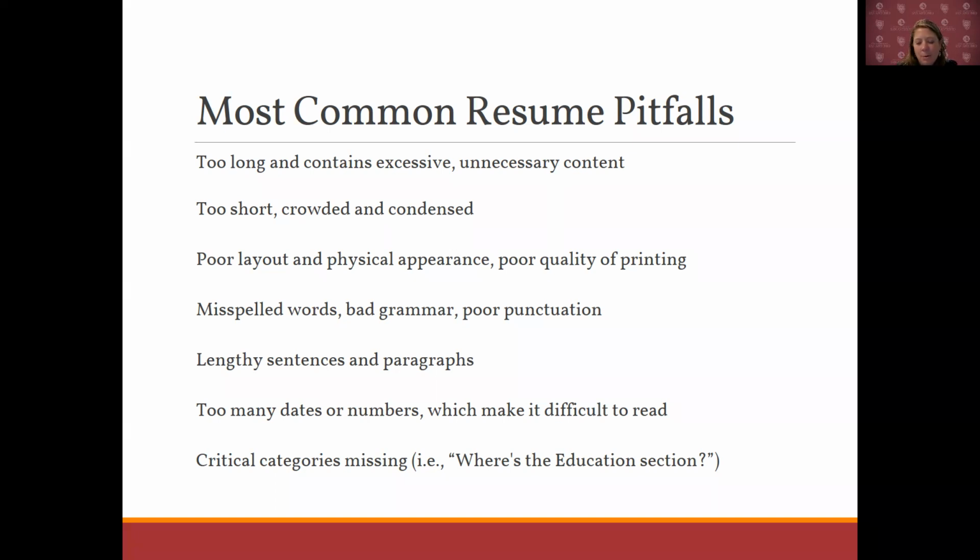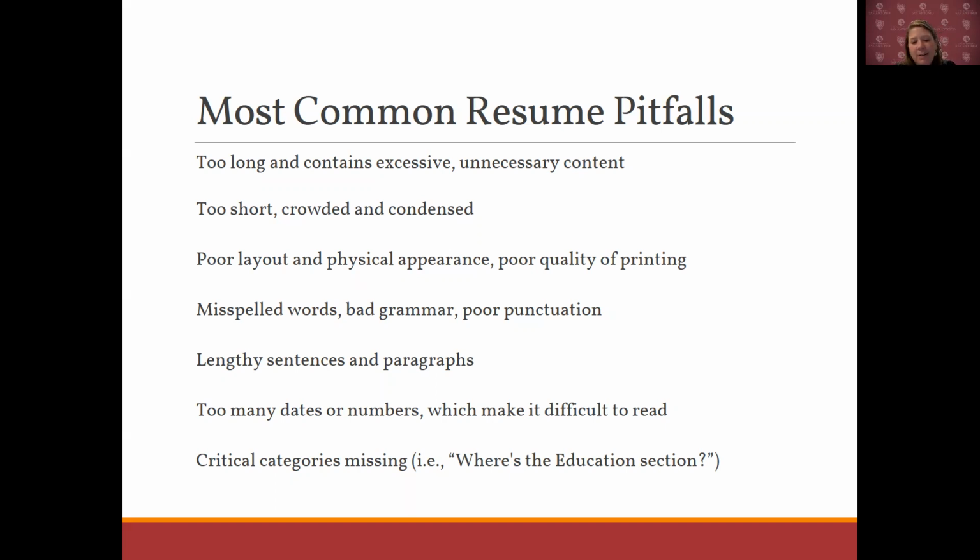Misspelled words, bad grammar, poor punctuation, believe it or not, these things really do matter, and people will make a judgment based on this. If you don't know where commas go, if you don't spell things exactly right, there's been some funny examples I could give you. If we meet in person, I will tell you some examples of things that we caught because we're here to do some reviews before those resumes go out. We want to catch those, so we'll talk in person.